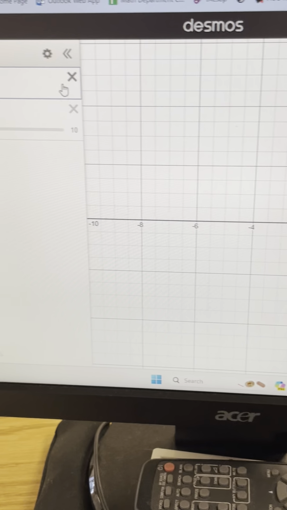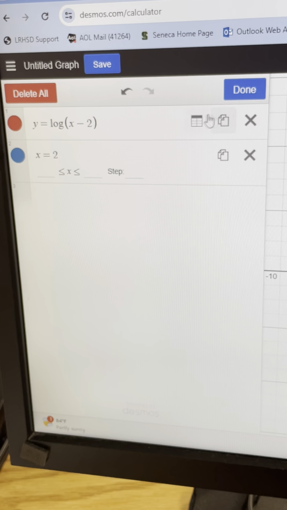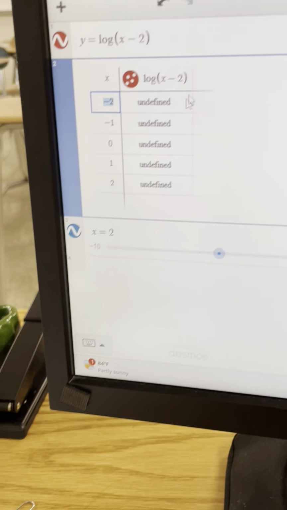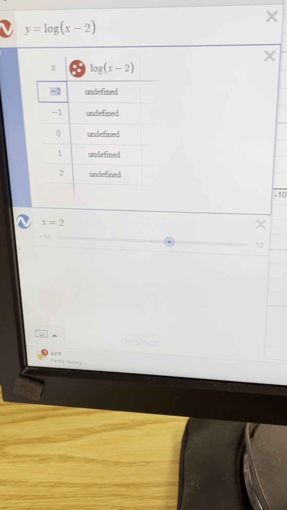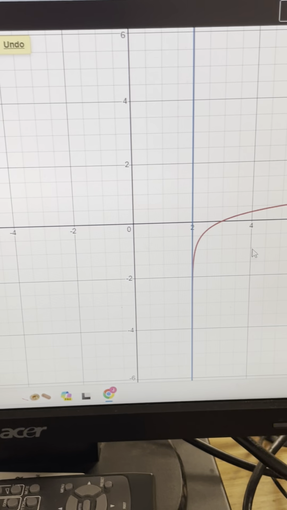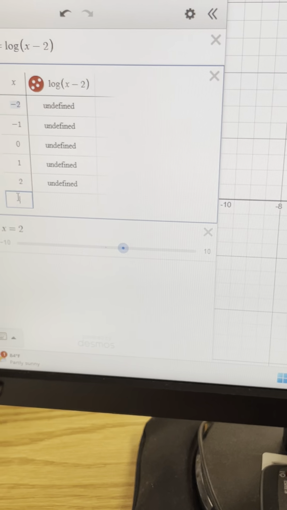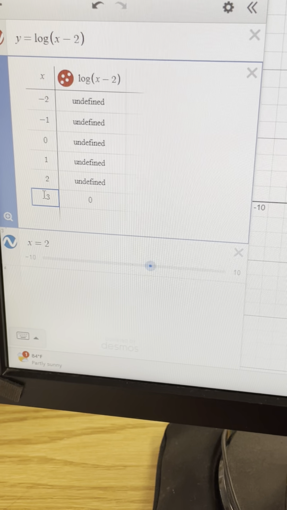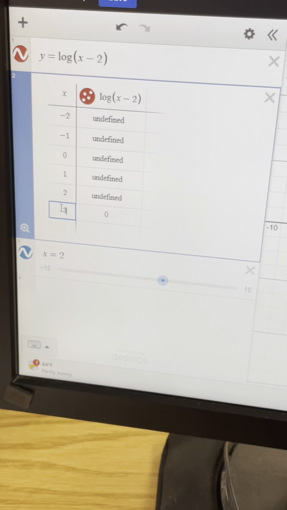Just like before, if you wanted to see points, you can click on the settings and go check out your table. Look, I have a lot of undefined stuff. It's because I don't have a graph for those points. So I'd have to go put in an x value that makes sense. So let's go put an x value of 3. There you go. 3, 0, that's a point to start at.